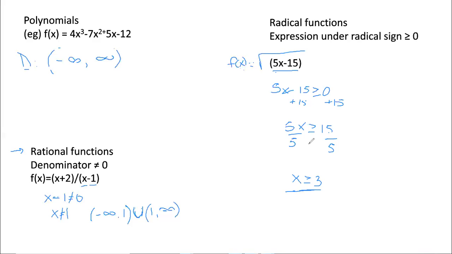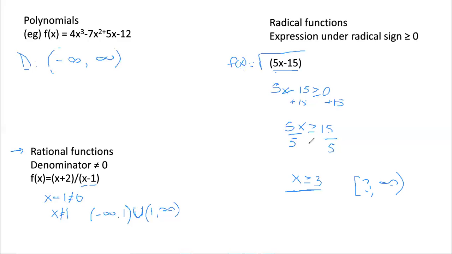In interval notation, we start at 3, and we can include 3. When we use square brackets, we include that number, and we can go anything bigger than 3, all the way to infinity.